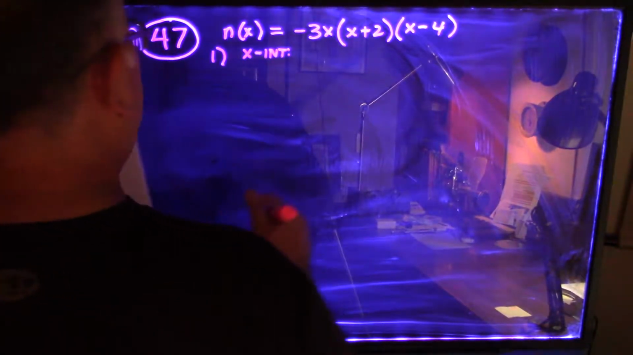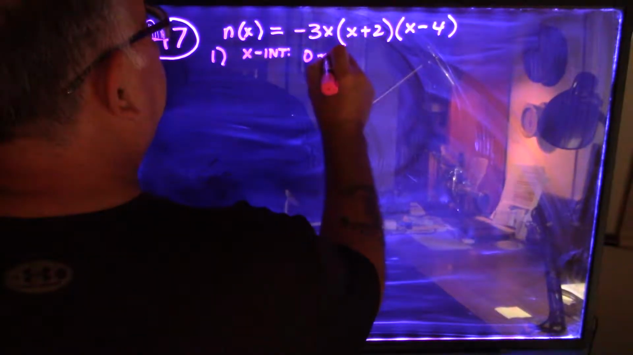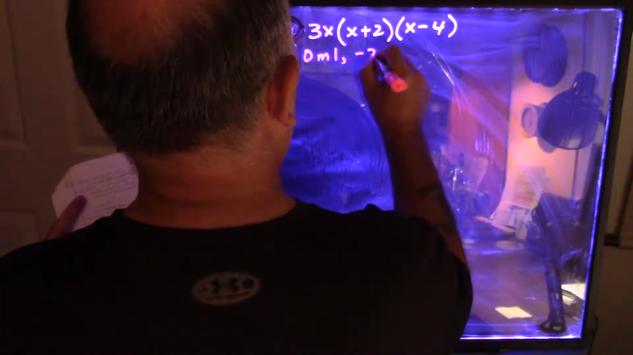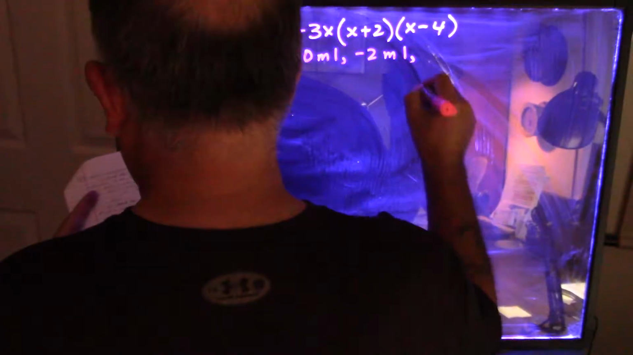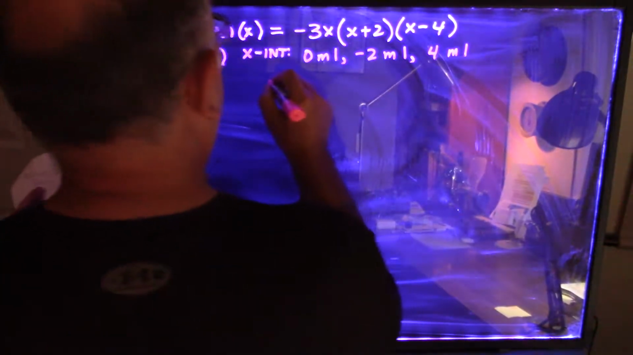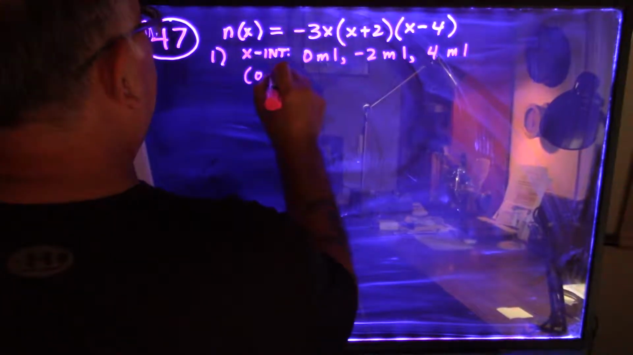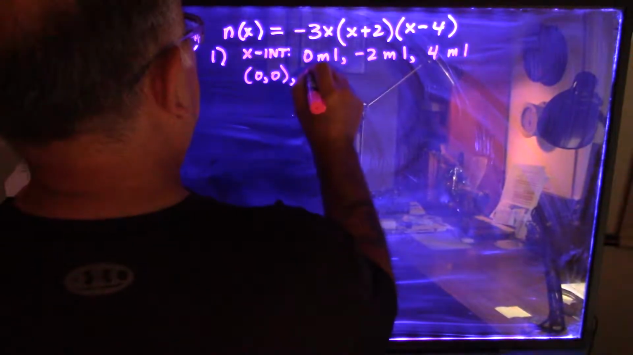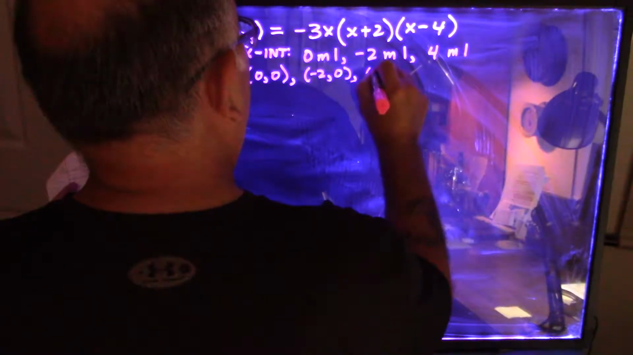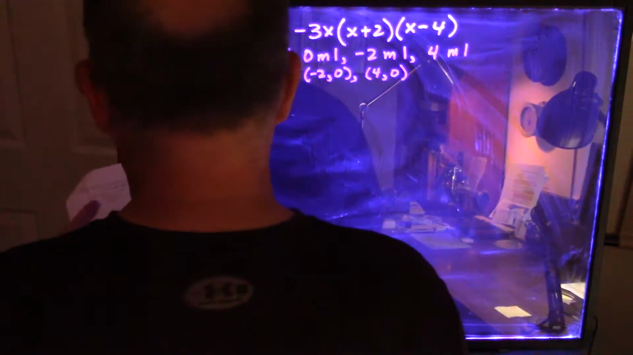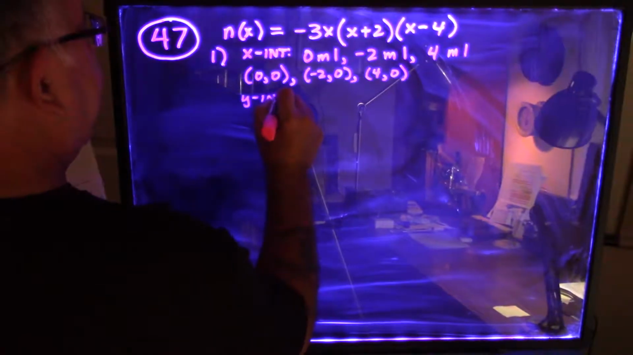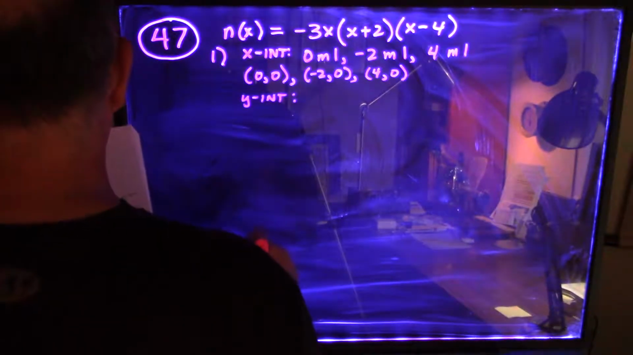Alright, so we have 0 multiplicity 1. We have -2 multiplicity 1. And 4 multiplicity 1. So that would be (0, 0), (-2, 0), and (4, 0). And then y-intercept, n of 0.